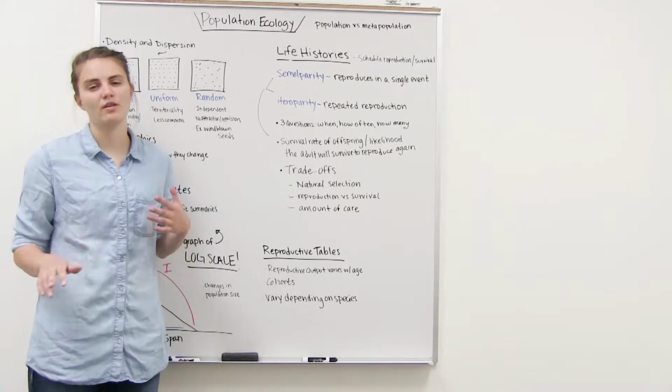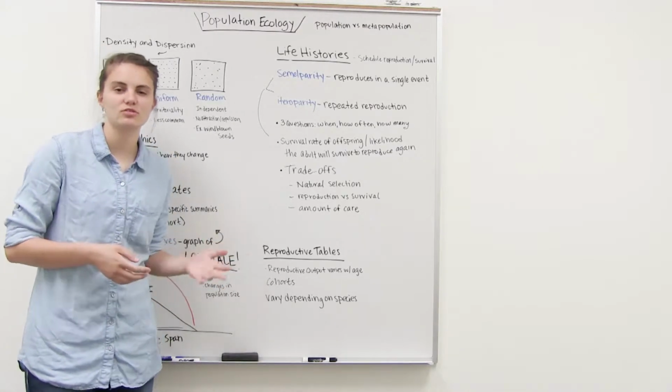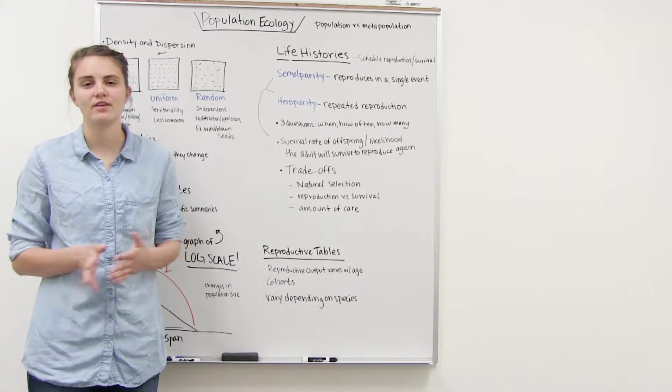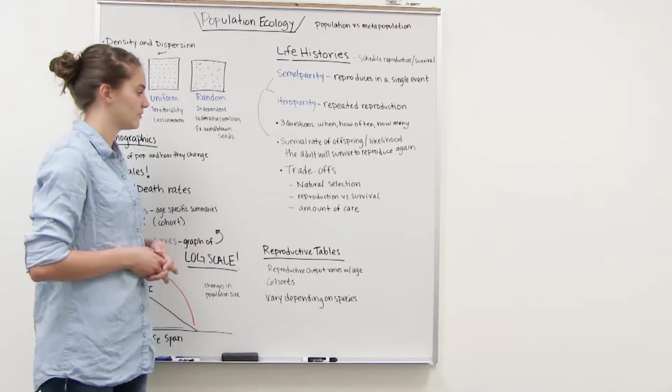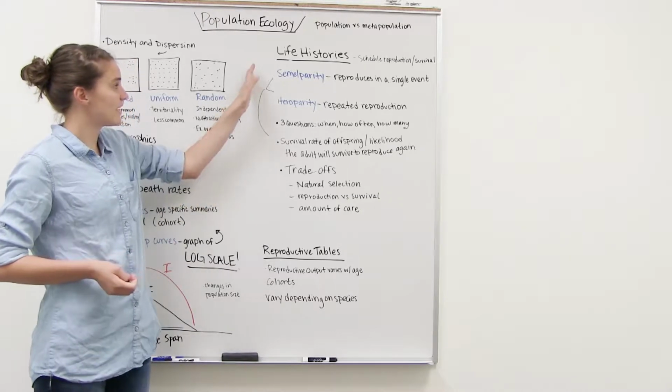So I'm sure if we did one for humans, we'd see the most reproductive output anywhere from age 20 to 35 is when we see the most reproductive output for females. Now we're going to jump into life histories.